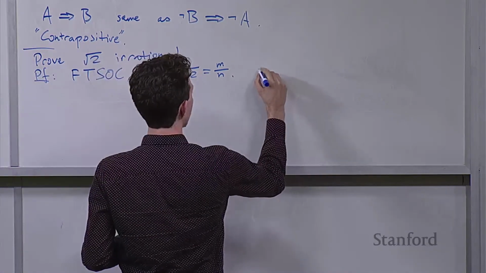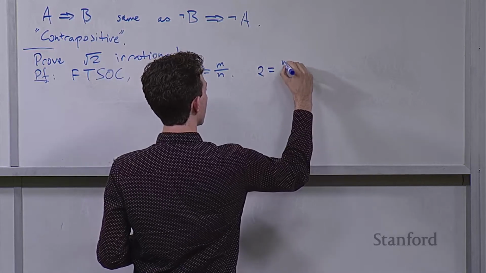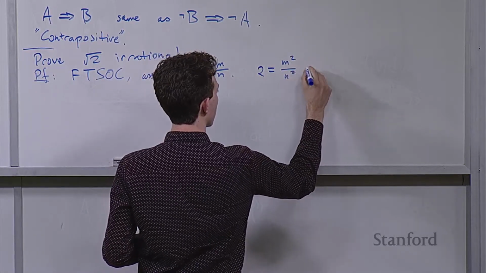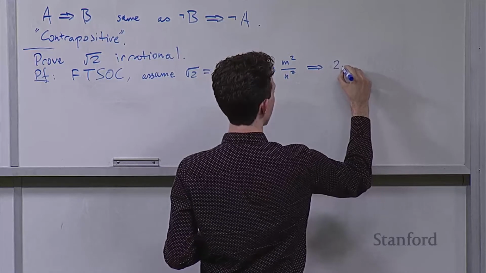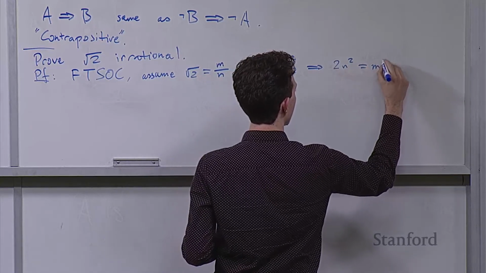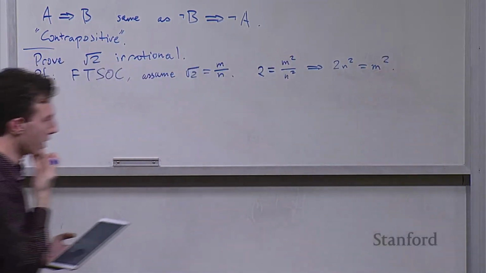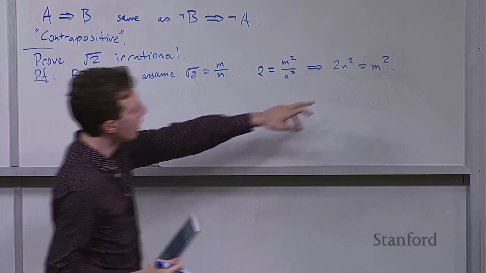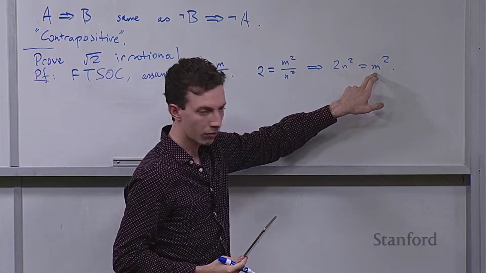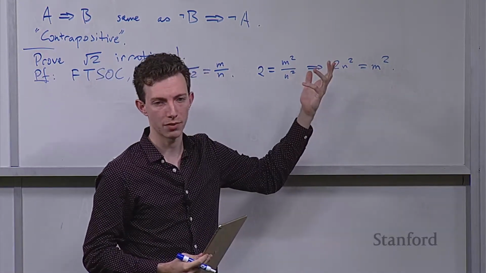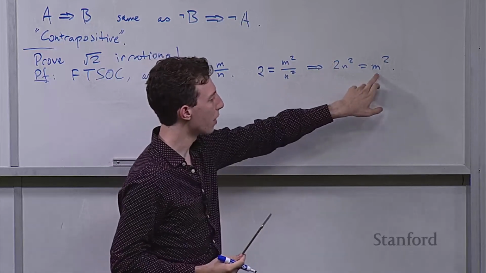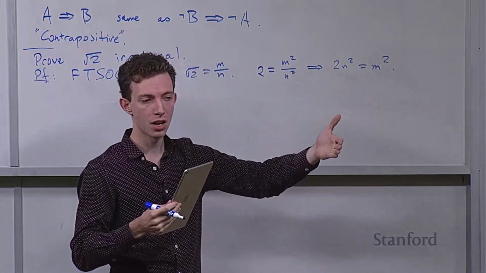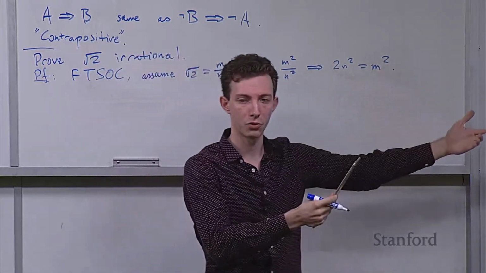What we do here is we square both sides. We show that 2 is equal to m squared over n squared. In particular, this means that 2n squared equals m squared. How does this show that the assumption can't be true? Well, m squared has to have an even number of prime factors. Why is this true? m has some number of prime factors, and when you square it, that number of prime factors is repeated.